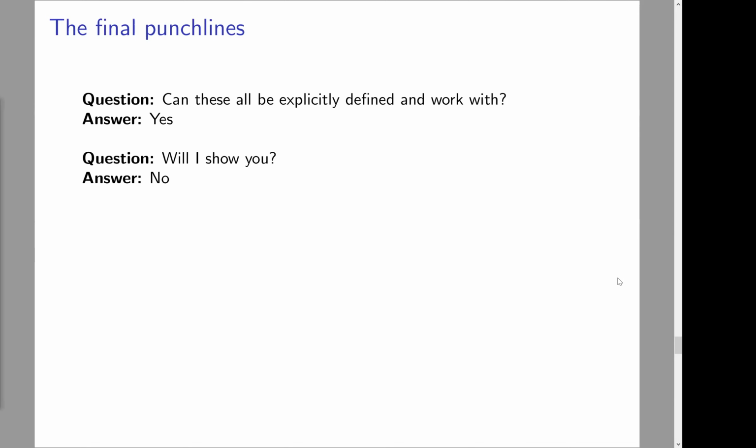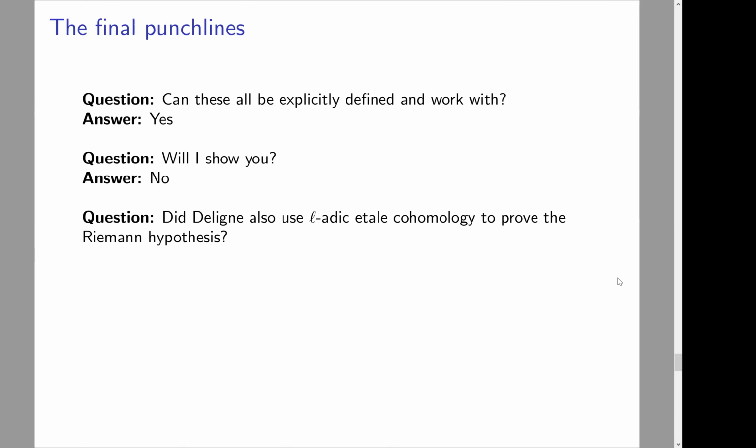But another big lingering question at this point is, what about the Riemann hypothesis? We haven't proven the Riemann hypothesis. That's not a formal consequence of the existence of a Weil cohomology theory, and it certainly isn't. The Riemann hypothesis requires substantially more work.